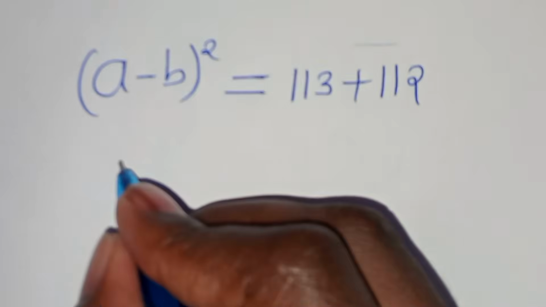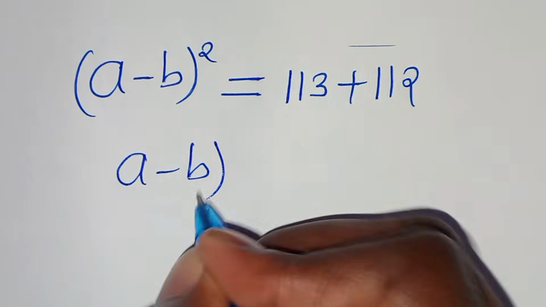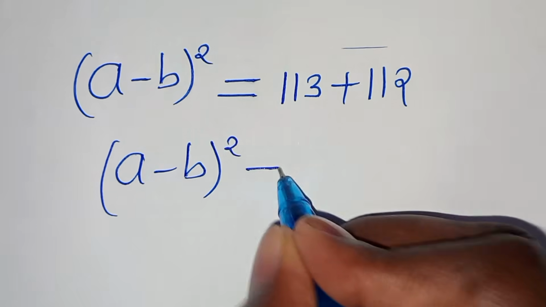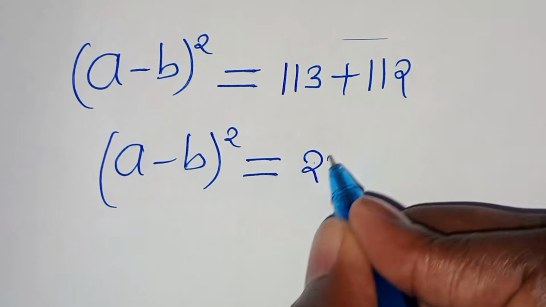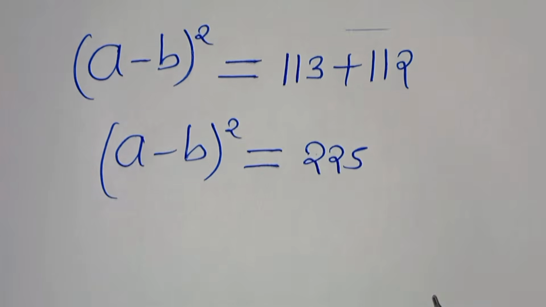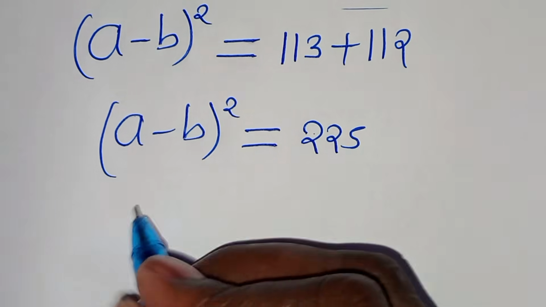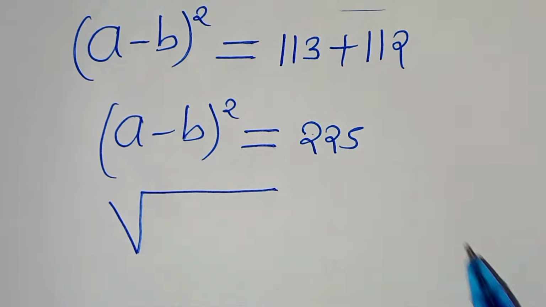So it follows that (A minus B) raised to the power of 2 is equal to 113 plus 112, which is 225. To solve for A minus B, let's introduce a square root on both sides.